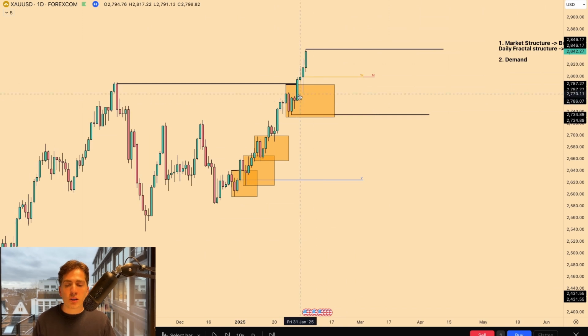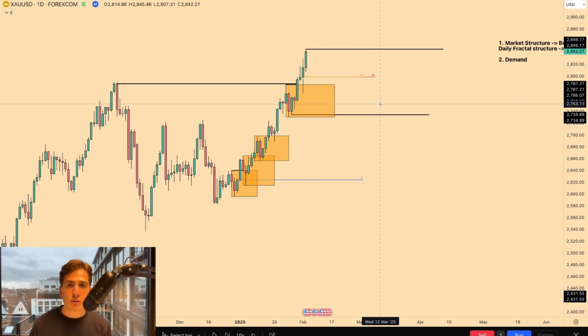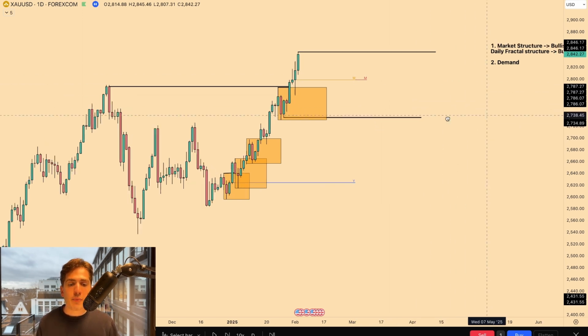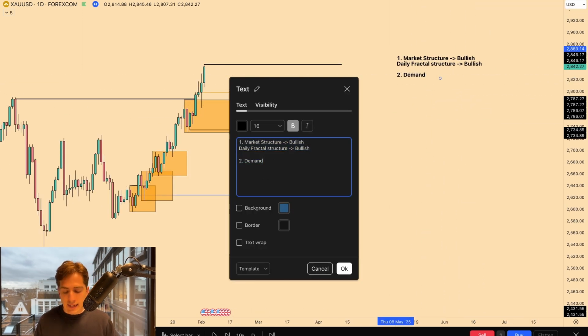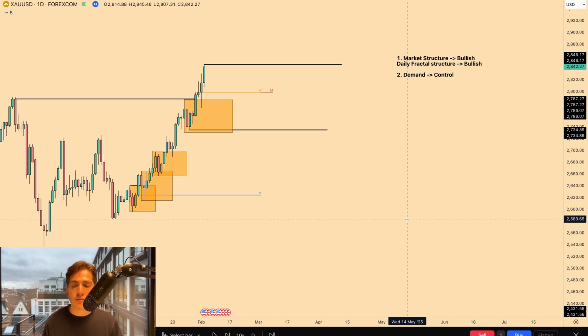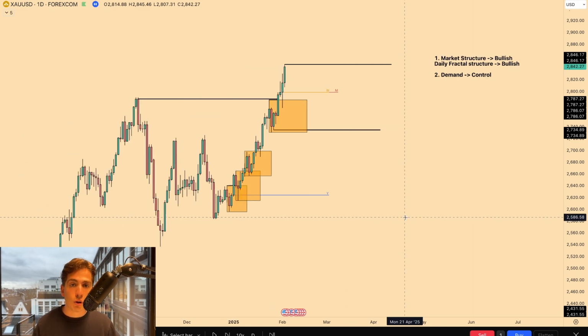So overall, the market was looking primed to continue further up higher, and therefore we are still looking for a potential long position, and we can therefore very clearly state that demand is currently in control. So demand is in control, market structure is bullish, and therefore we are still looking for potential further long positions.